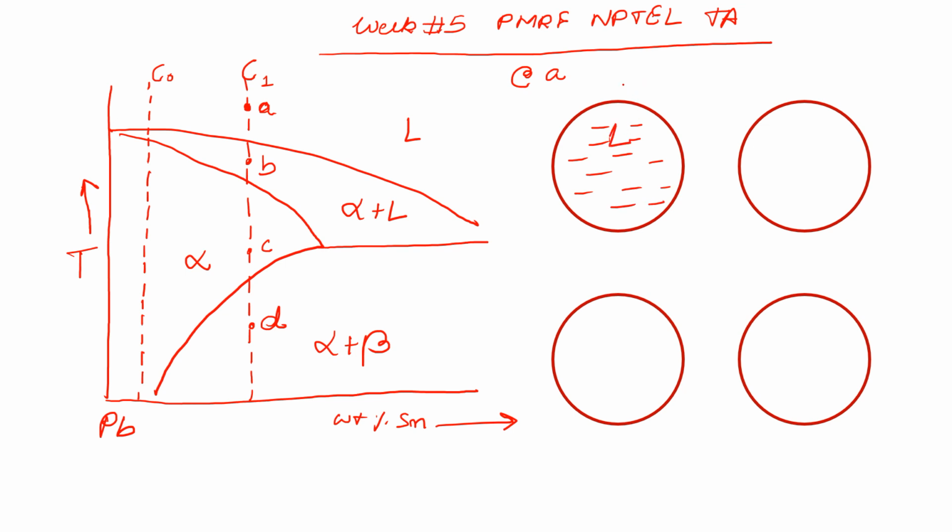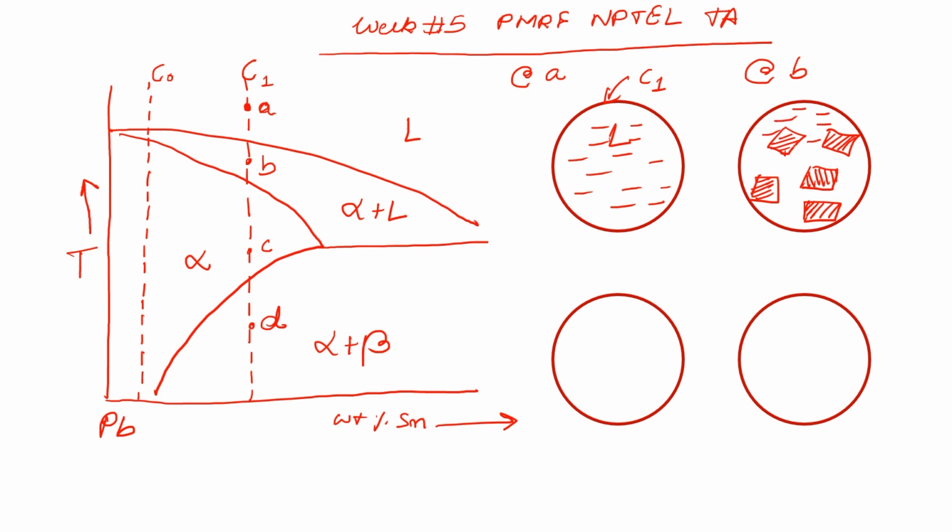So it is liquid of composition C1. And then as we go on crossing this liquidus, we'll be having precipitates of alpha forming. So at point B, we'll be having different crystallites of alpha forming at random orientations. So these are the pro-eutectic alpha, by the way, because they are forming above the eutectic temperature. We have not crossed it yet.